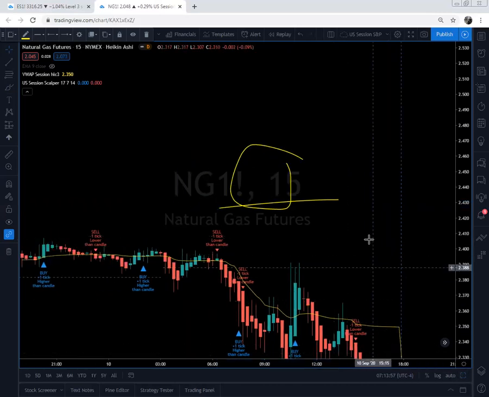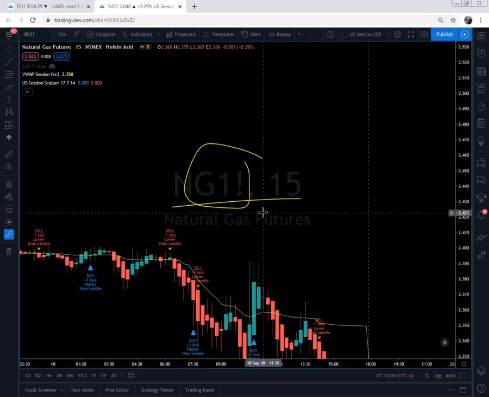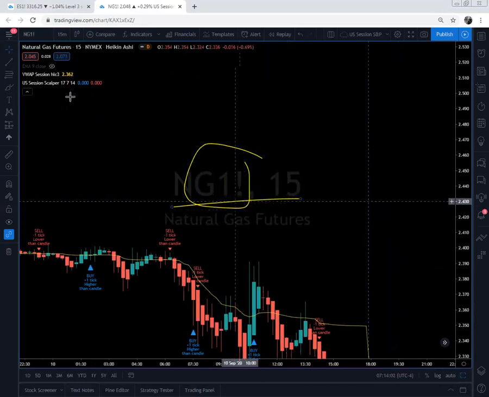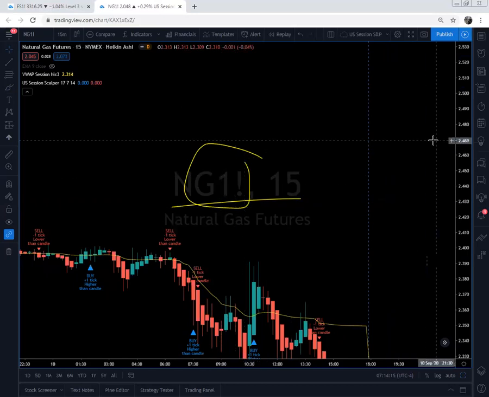NG exclamation one. Is there a reason there's an exclamation? Is that like the front month? Yes, that means the front month. I want to have a continuous chart, so I choose this one. That should have the most volume, right? Most volume, yeah. Cool. Got it. Great.